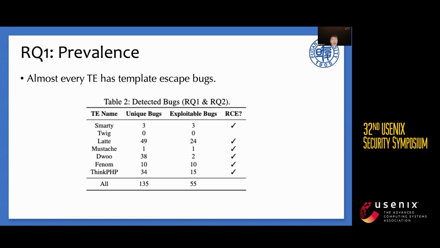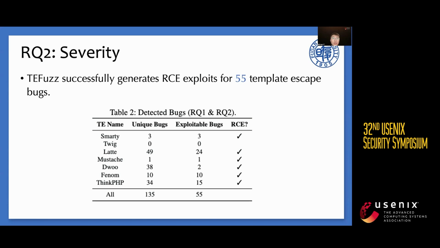For RQ1, we found that almost every TE has template escape bugs. In all, TEFuzz reports 135 bugs in these TE. The results show that template escape bugs are quite prevalent. For RQ2, TEFuzz successfully exploits 55 bugs and generates an exploit for every reported bug. Among all the TE in our dataset, only Twig has no exploitable bug.